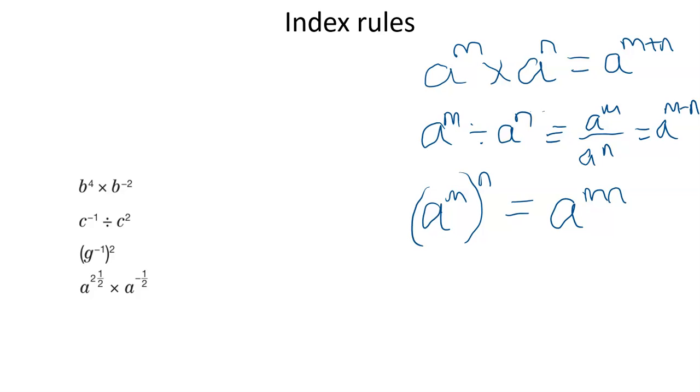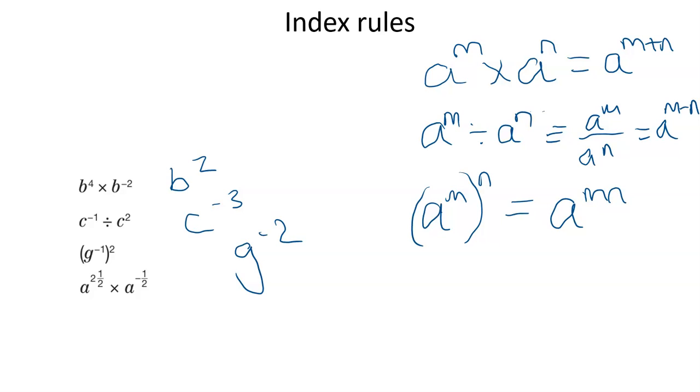So we're timesing the b's together, so we're going to add the powers. 4 add minus 2 is going to give b squared. Yeah, 4 add minus 2 is just 2. Dividing means we subtract, so it's going to be c to the power of minus 1, take away, because of the divide, take away 2, so to the power of minus 3. Raised to a power to another power, we times them together. Minus 1 times 2 is minus 2.